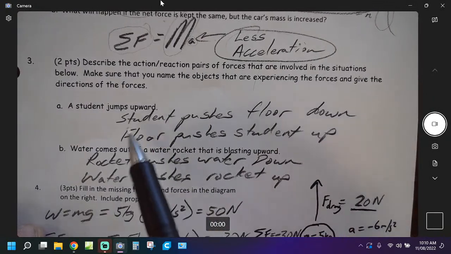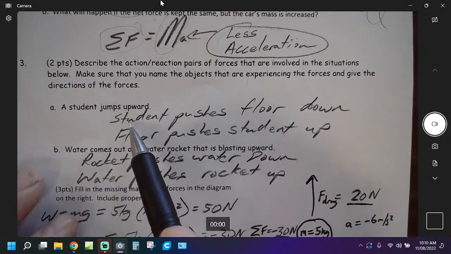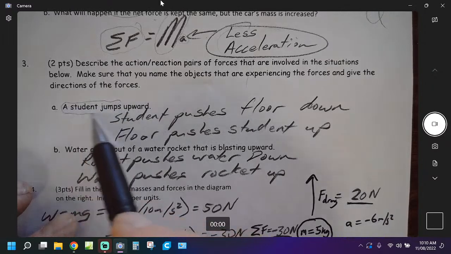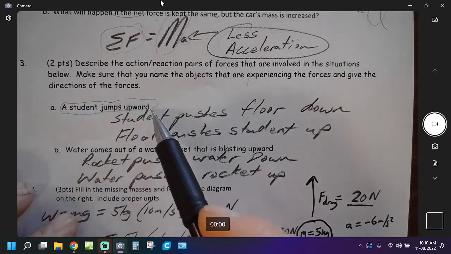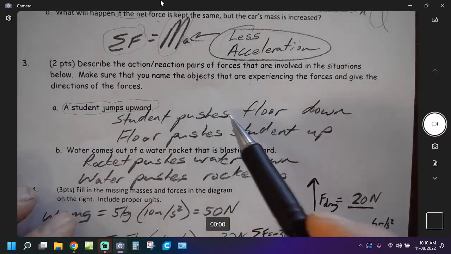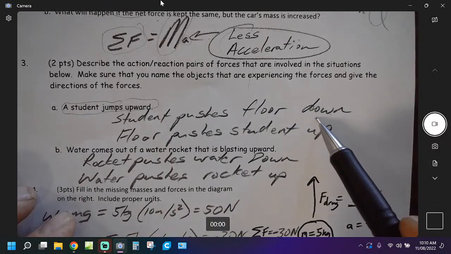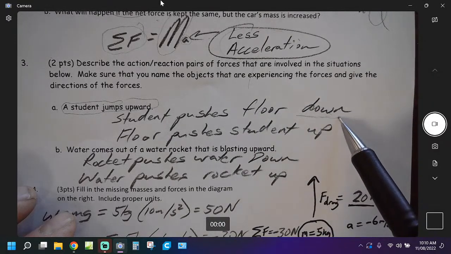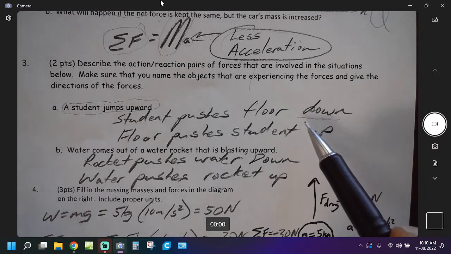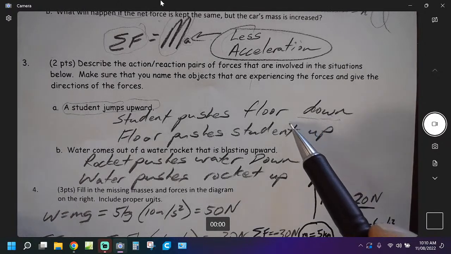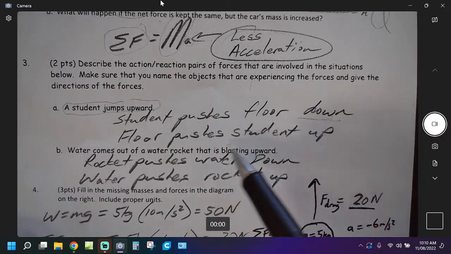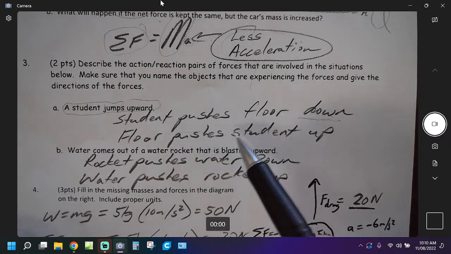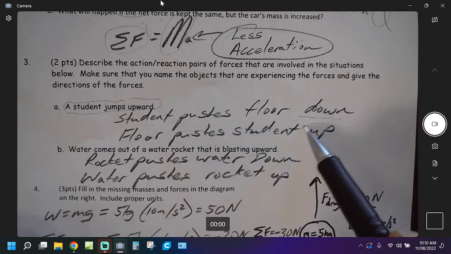Okay. Number 3, the action and reaction pairs. I'm going to be picky about this. If a student's going to jump upward, the student needs to push the floor, the ground, whatever, downward. So you have to say the student pushes the floor or the surface they're standing on downward. You have to say the floor, or whatever it is the student pushes downward, pushes the student up.